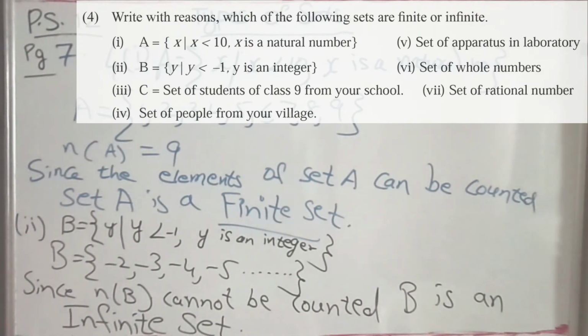The next one, set of whole numbers. All these number systems we have already seen. Whole numbers start from 0, 0, 1, 2, 3, and go on and on. So it's an infinite set. In the same way the last set, rational numbers also. We have seen all number systems are infinite sets because we cannot count the elements in them.